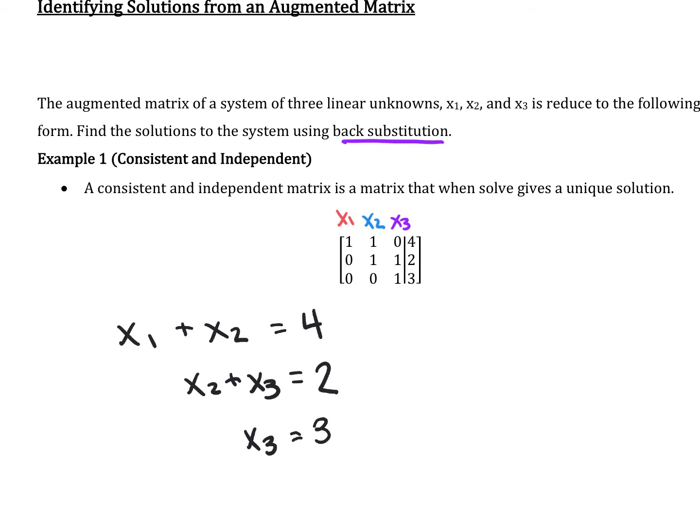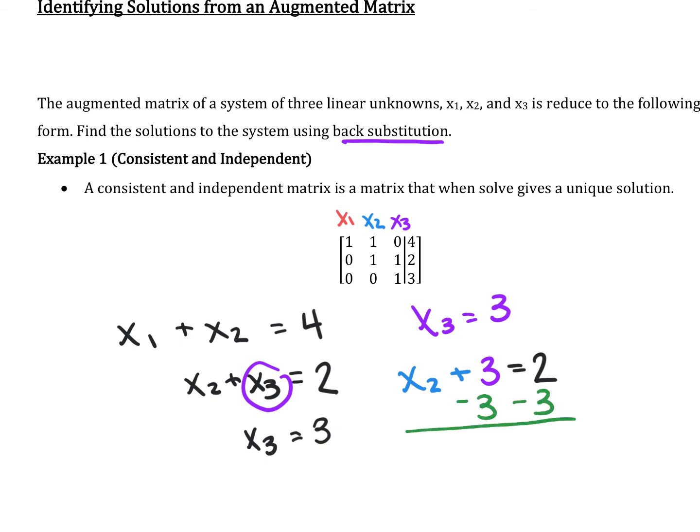Well, when I look at this, we call it back substitution because in solving this, I see already that the x3 variable is equal to 3, which means now I can go back and find, by back substituting, x2 plus x3, well, x3 is equal to 3. So that's 3. That has to equal 2. Solving this equation for x2, I'm going to subtract off 3 on both sides, and I get x2 is equal to -1.